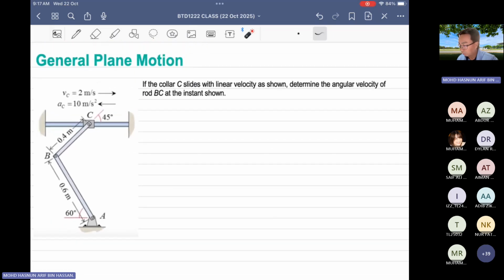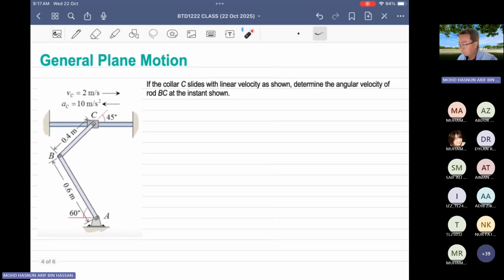So what is the question here? Determine the angular velocity of rod BC. Okay, so let's highlight what we want to calculate. Angular velocity of rod BC. That is what we want. Let's write it down. It will be omega BC. That is what we want.